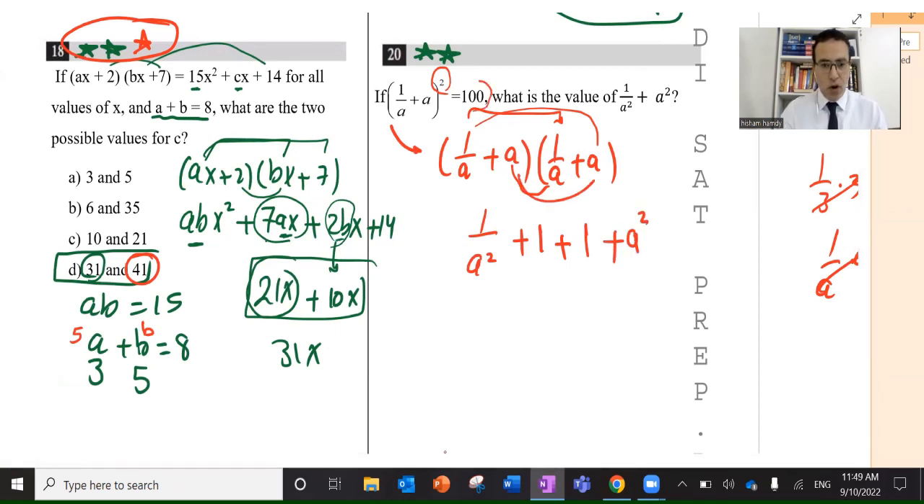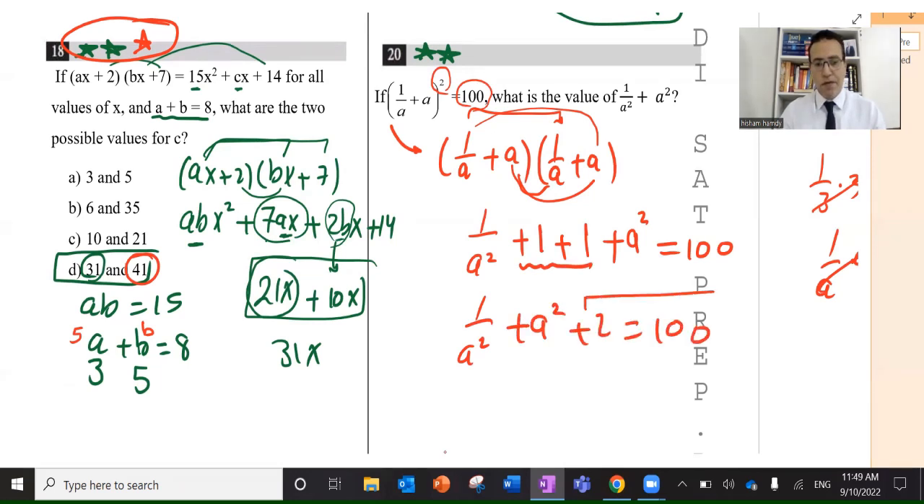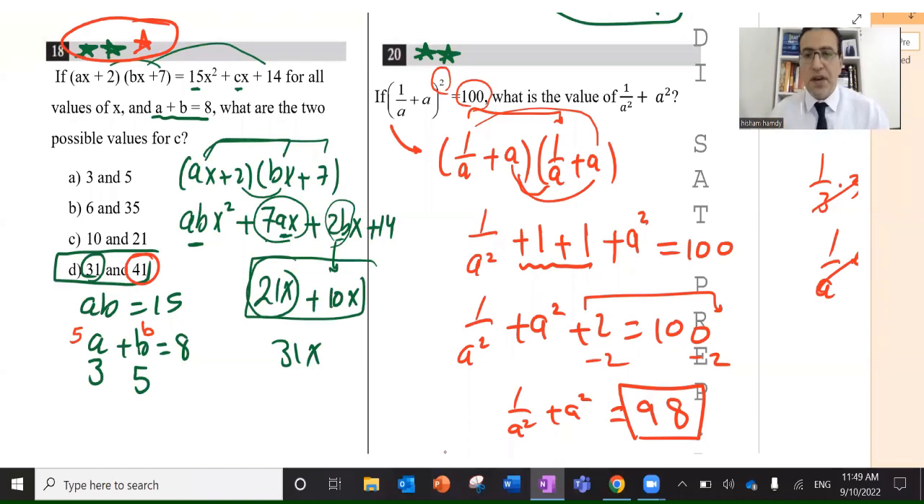It says that all of this is equal to 100. So 1 over A squared plus 2 plus A squared is equal to 100. By subtracting 2 from both sides, 1 over A squared plus A squared is equal to 98. In this kind of question, it's very difficult to figure out one value and add it to its reciprocal to give you 100 when squared.